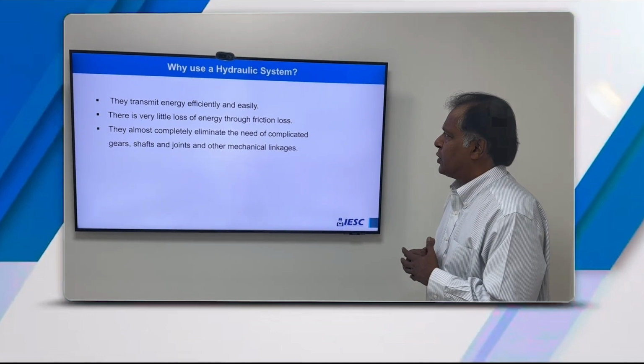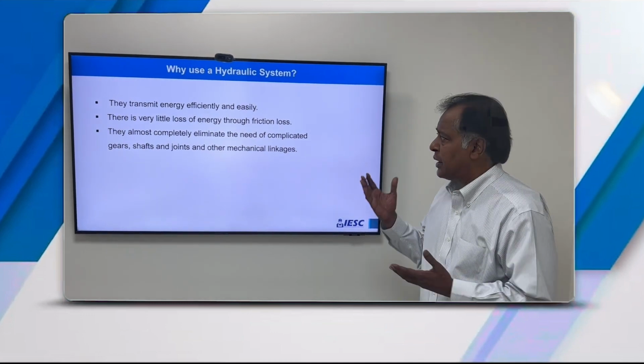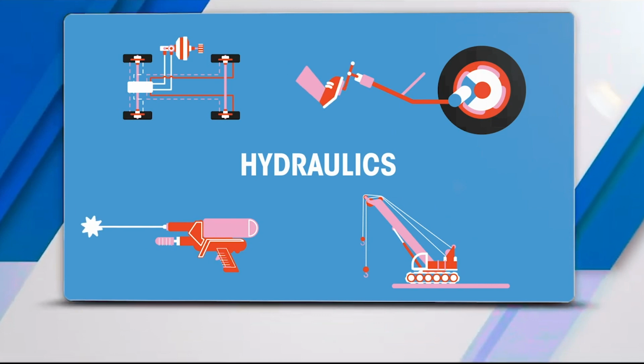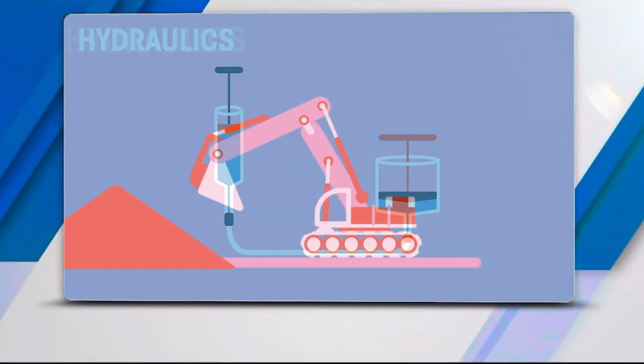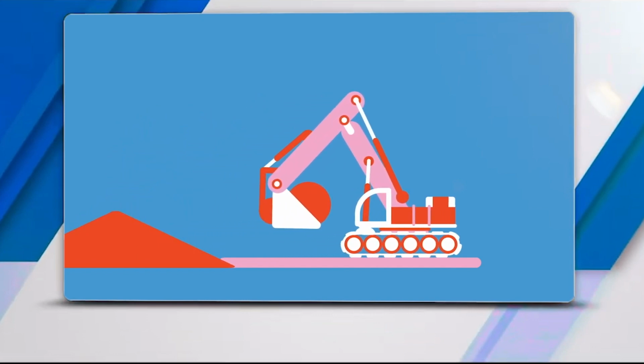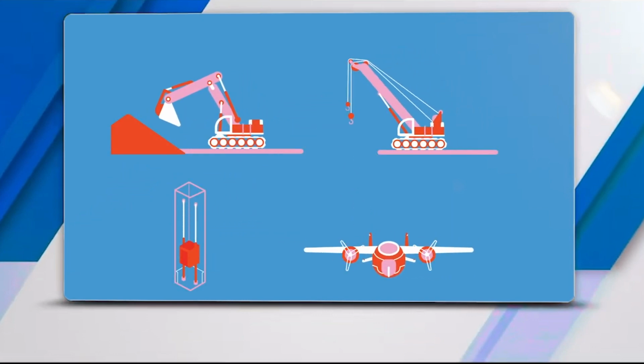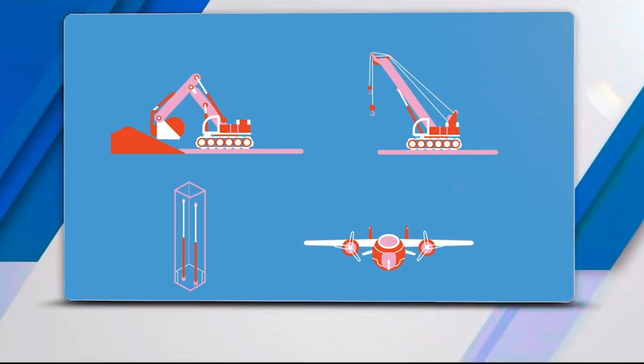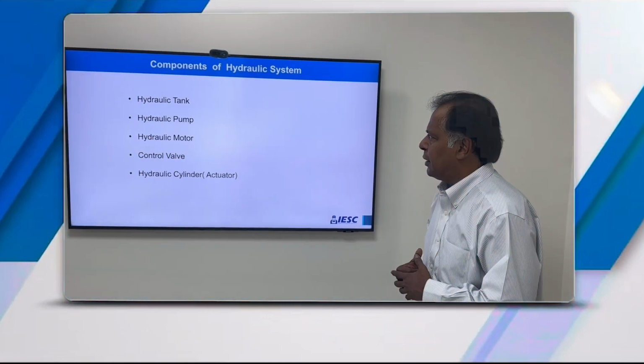So, why use a hydraulic system? A, because they transmit energy efficiently and easily. There is very little loss of energy through friction, and they almost completely eliminate the need for complicated linkages, gears, shafts and other mechanical components.